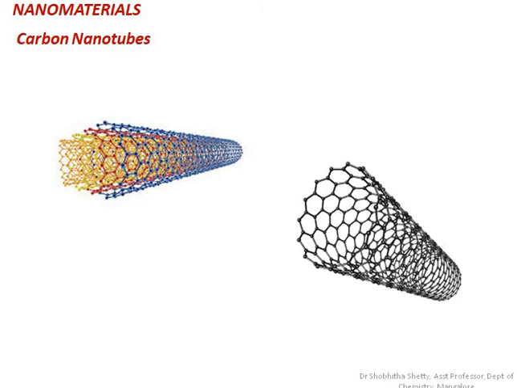Also, these nanotubes are members of the fullerene family. Their name is derived from the nature of the structure. They have this tube kind of structure, or hollow structure, so they are called carbon nanotubes.